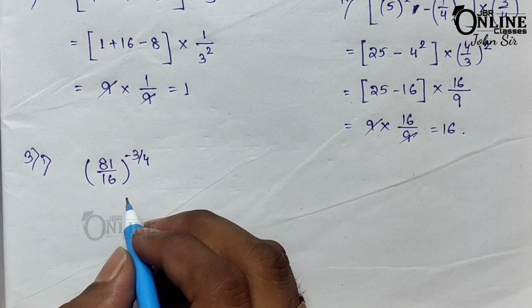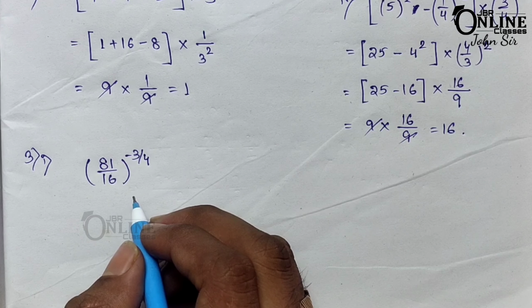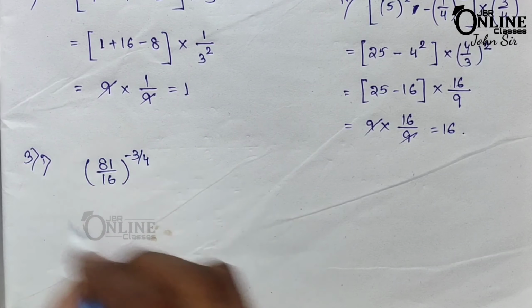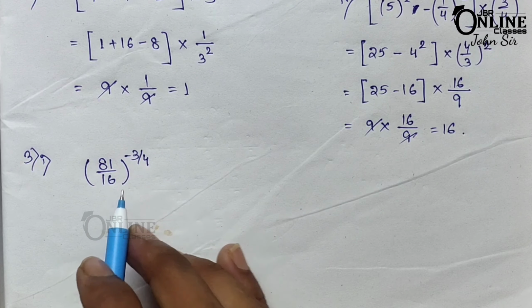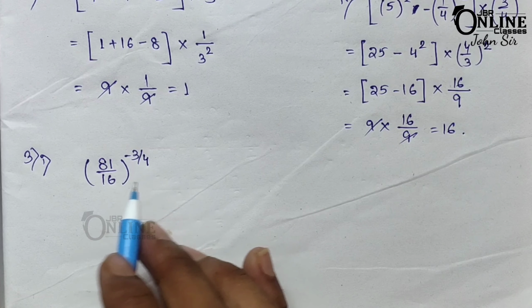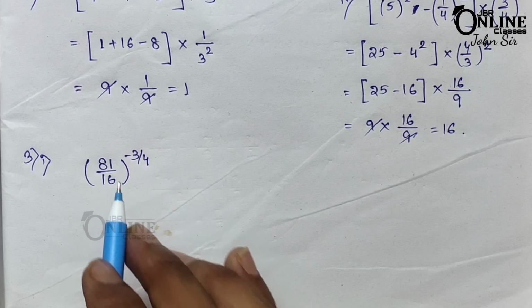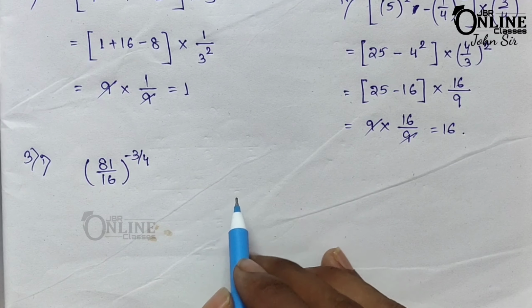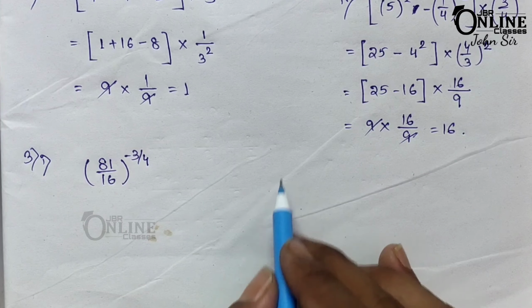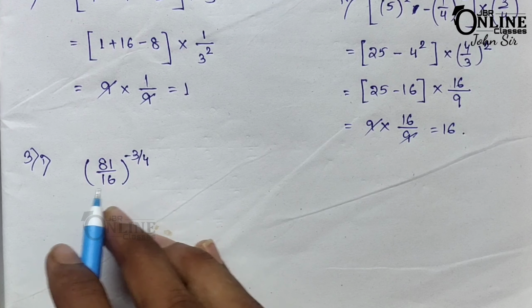Now next one, number 3. Find the multiplicative inverse of the following. Okay, so here the multiplicative inverse is a number which is multiplied with the given number and it becomes 1, then it's called multiplicative inverse. Suppose 2 into 1 by 2, so 1 by 2 is the multiplicative inverse of 2.